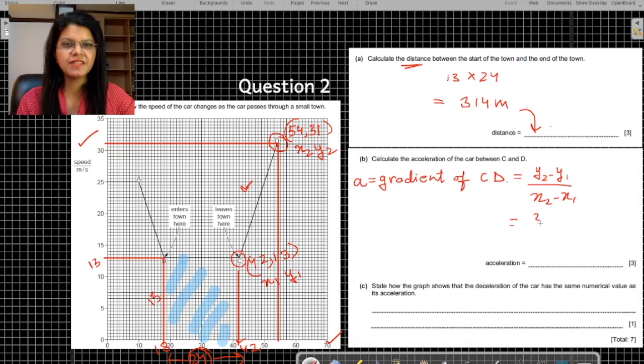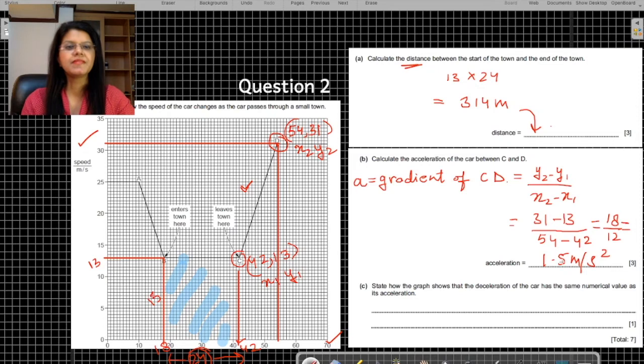Let us substitute the values. So here you have 31 minus 13 in the numerator, and in the denominator you have 54 minus 42. So this whole thing becomes 18 over 12, which is the same as 1.5 meters per second square. So B part done, A part done. Let us come to the part C.